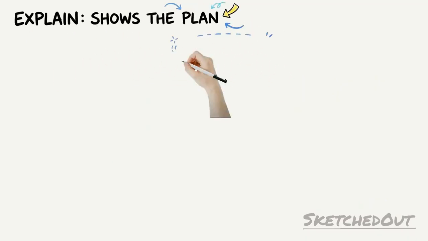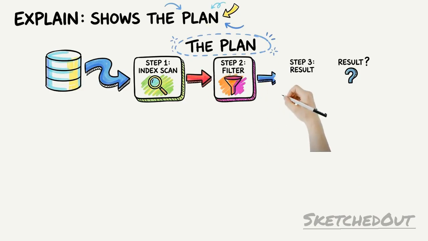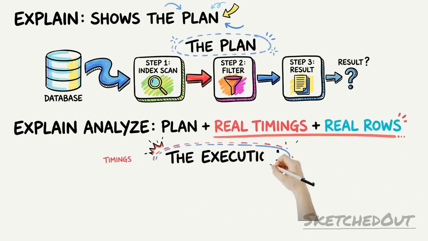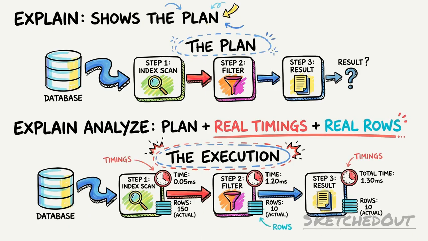Explain and explain analyze are the two commands to know. Both prefix a query. Explain shows you the plan the planner would use, the choice from last episode, without actually running the query. Explain analyze goes further. It actually runs the query and shows you the plan alongside real timings and real row counts.